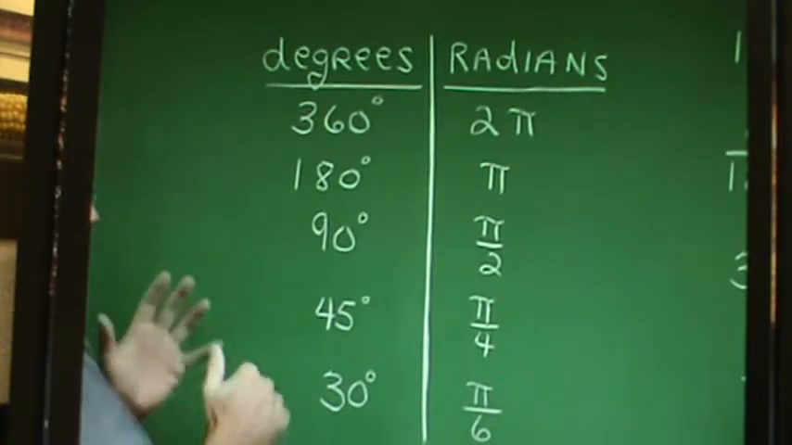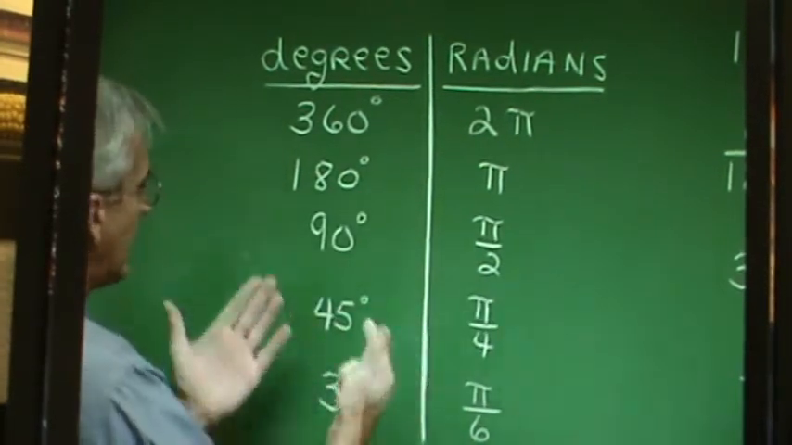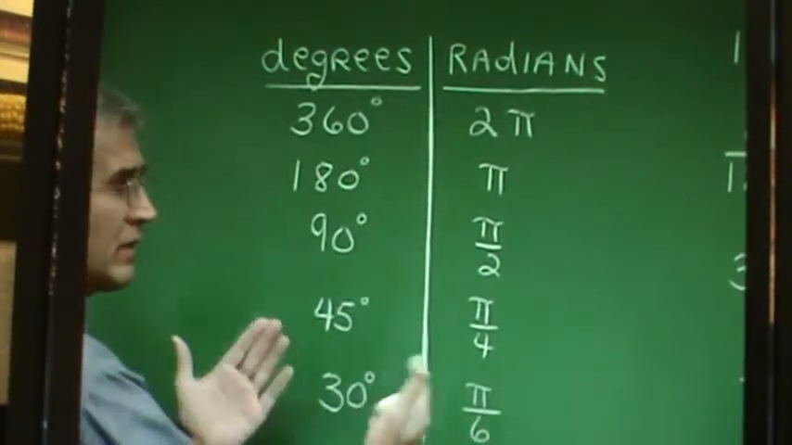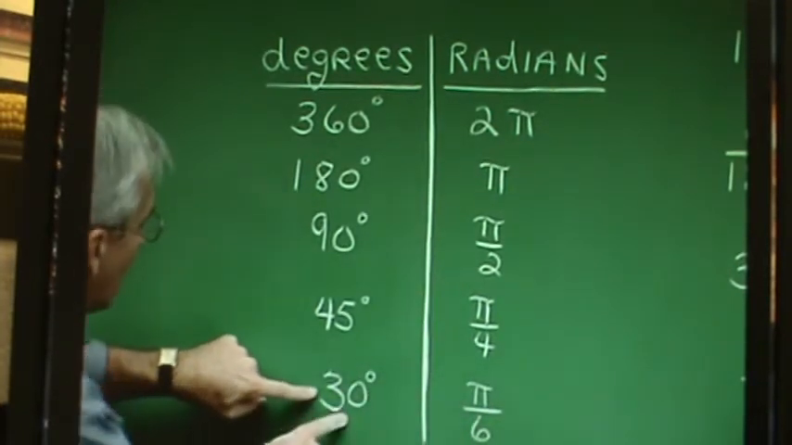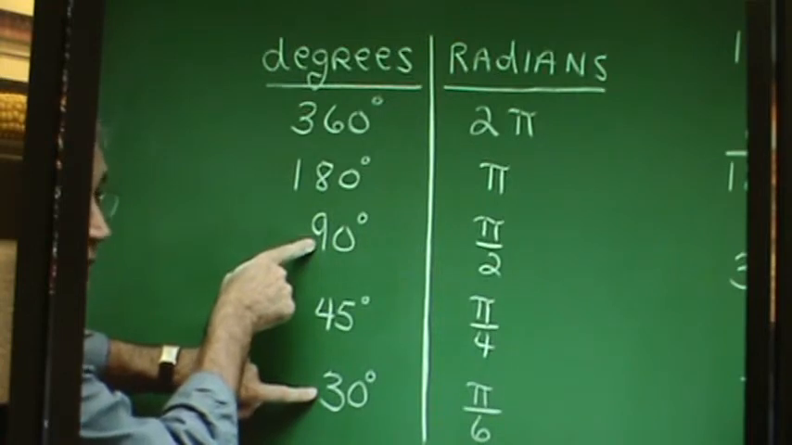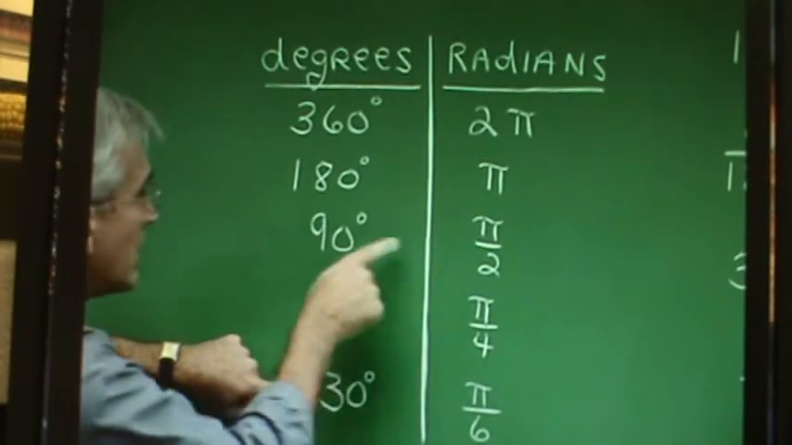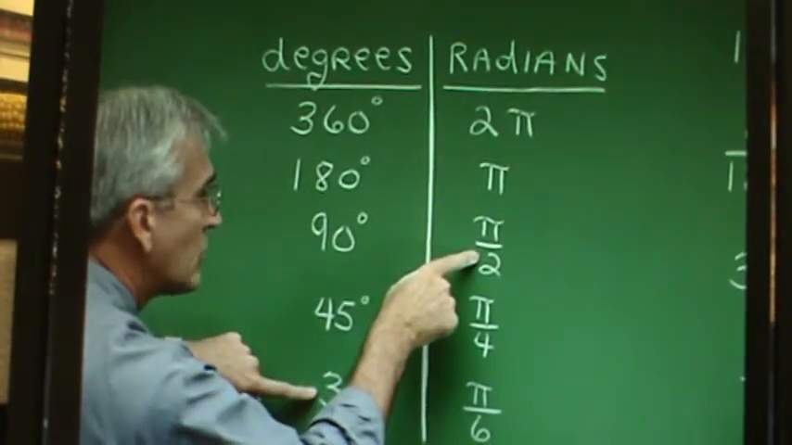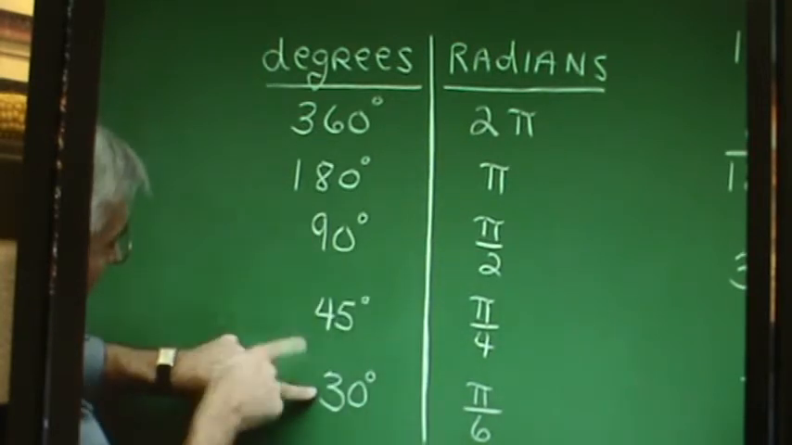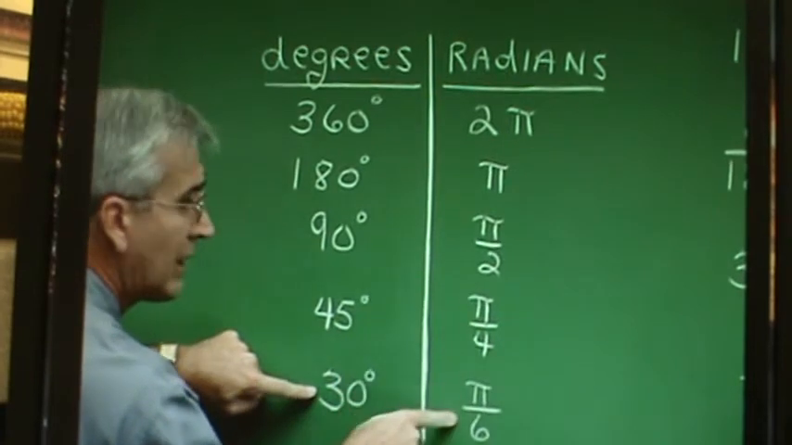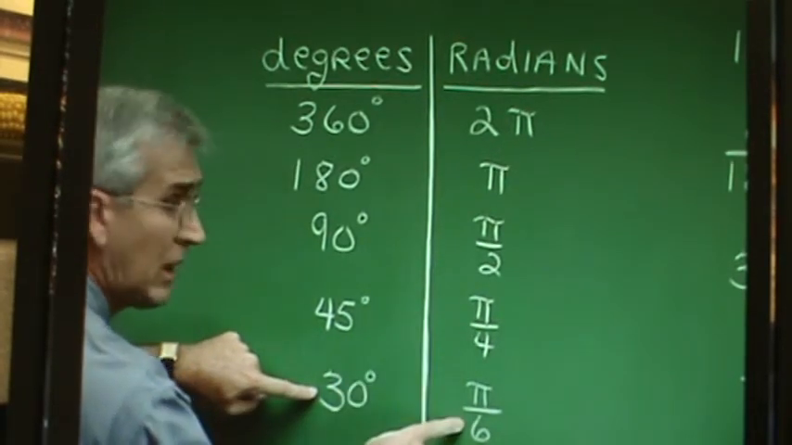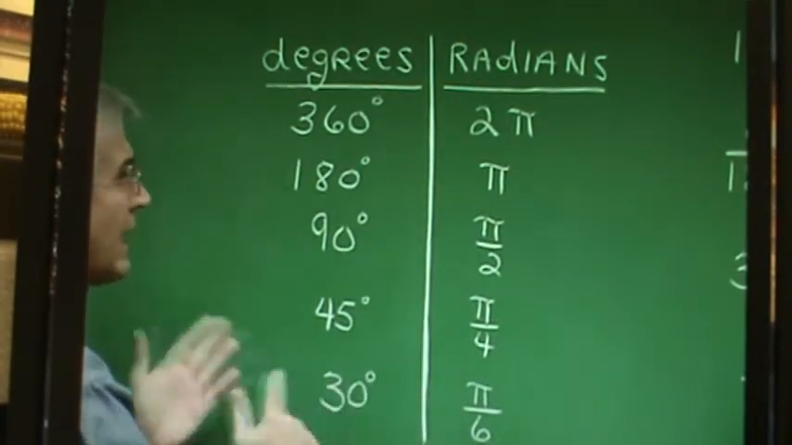If we want to make a conversion from one to the other, then think of 30 degrees. What's 30 degrees in radians? Well, 30 degrees is 1/3 of 90 degrees. And 90 degrees is equal to pi over 2. So if 1/3 of 90 degrees is 30 degrees, then 1/3 of pi over 2 must be the equivalent in radians. So 1/3 of pi over 2 is pi over 6. So that's one way to get at a conversion.